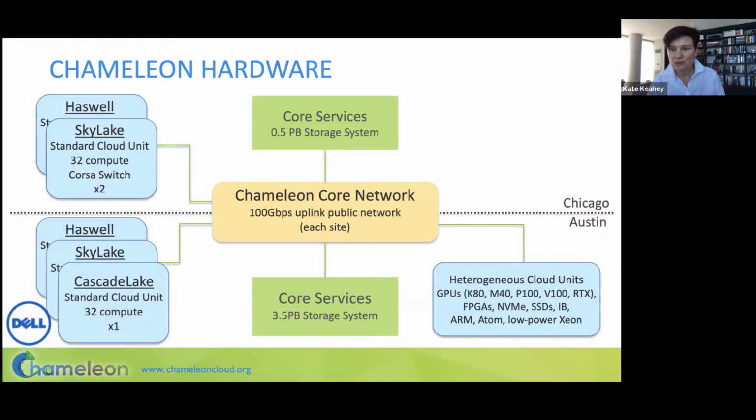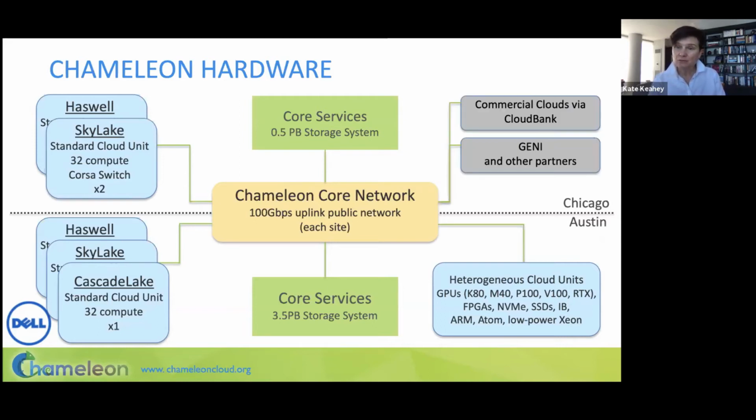And then, very important, we started federating with others, started federating with Genie, and more recently, we provided a federation mechanism so that you can run experiments over Chameleon and commercial clouds. You could even run L2, layer 2 networking experiments between commercial clouds and Chameleon, and commercial clouds, especially as they are available via CloudBank, which is, of course, an NSF-funded initiative to make access to commercial clouds easy.